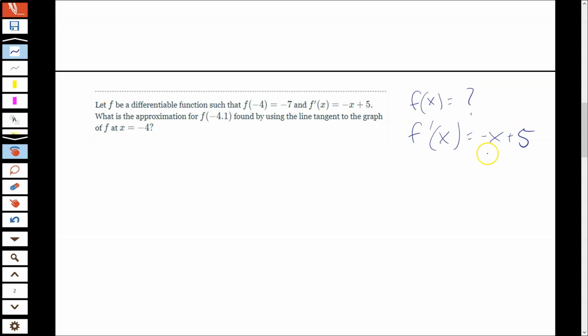So we have this derivative, and we have a point on f. We're going to use this derivative to estimate where another point on f is, right? So I can't plug this into f because I don't know what it is. But I can use a tangent line to the graph of f at x equals -4 to estimate. Okay. So the first thing we need is to find the equation of the tangent line.